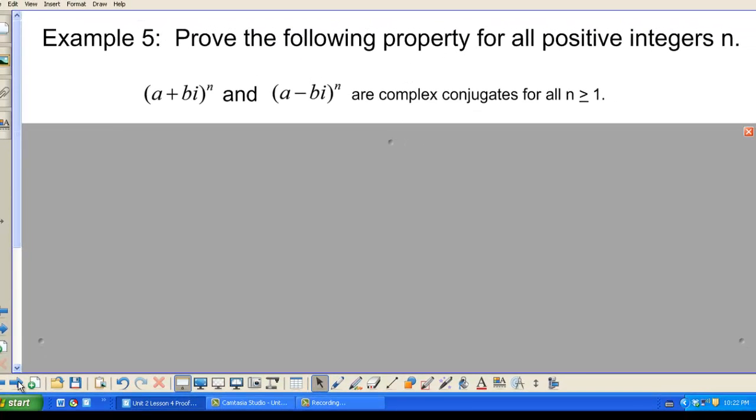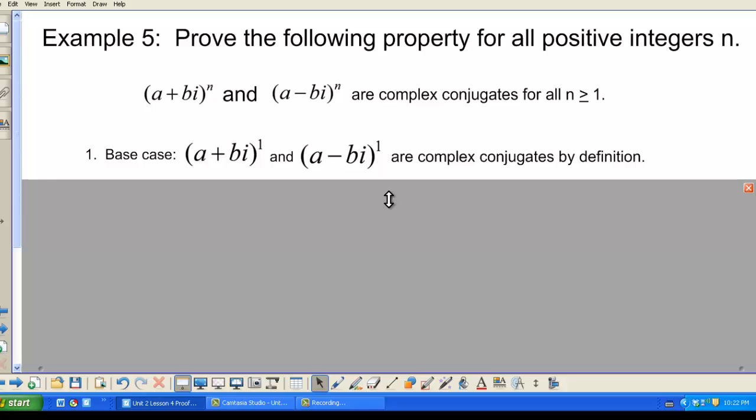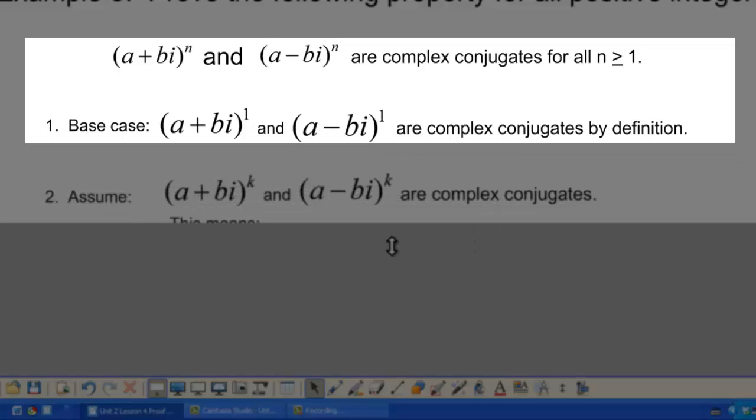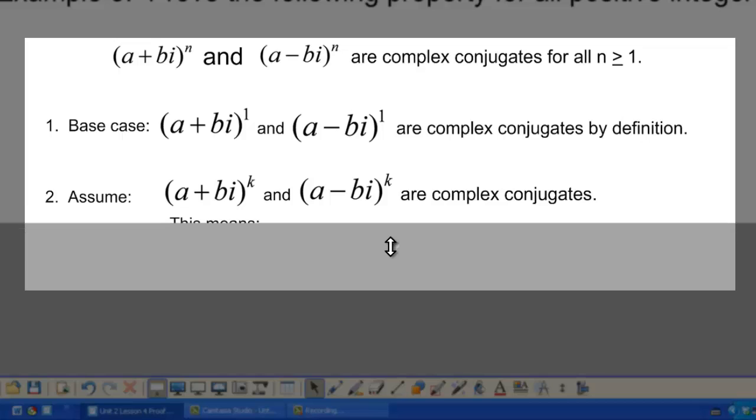And last but not least, for example 5, we're going to prove that the following property is true for all positive integers n. We're going to say that a plus bi raised to the nth power and a minus bi raised to the nth power are complex conjugates for all n greater than or equal to 1. The base case is kind of like in the duh category. A plus bi to the first, and the first is not even needed, and a minus bi to the first, those are complex conjugates by definition. Therefore, the base case is true.